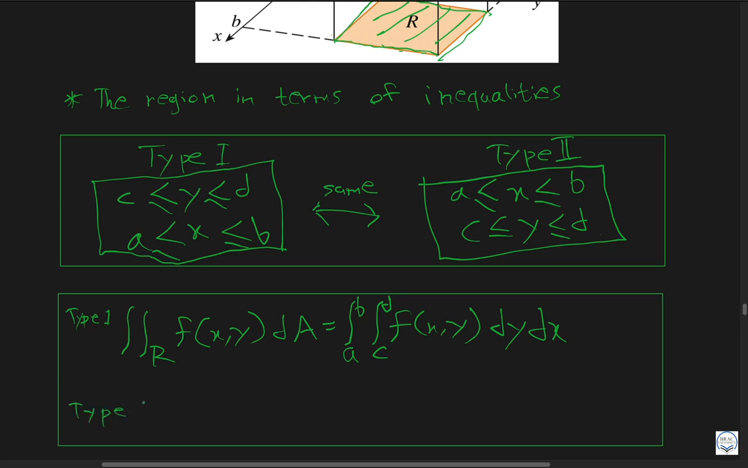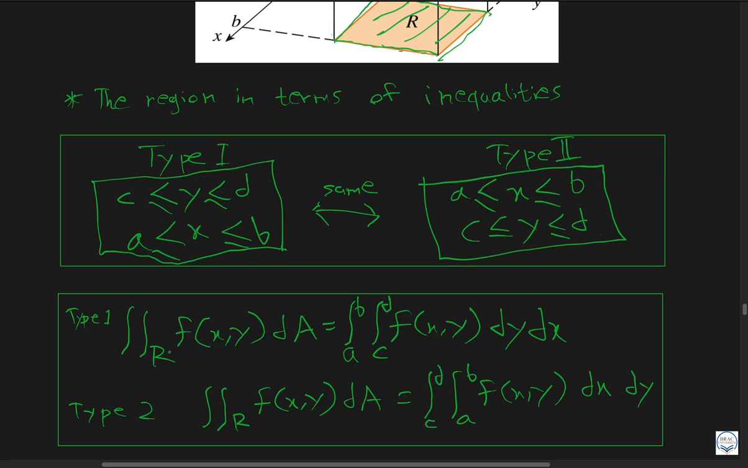For type 2, Fubini's theorem will allow us to write that the double integral of f of x over the region R can be written as a combination of integrals of one variable, where we'll do the x integral first and then the y integral, and the x limits are given in these inequalities from a to b, and the y limits are from c to d.